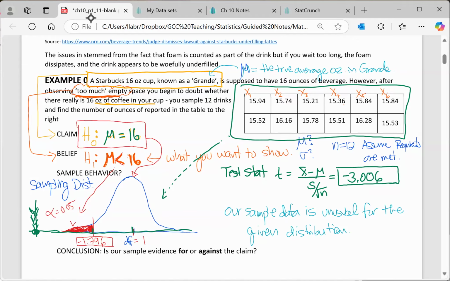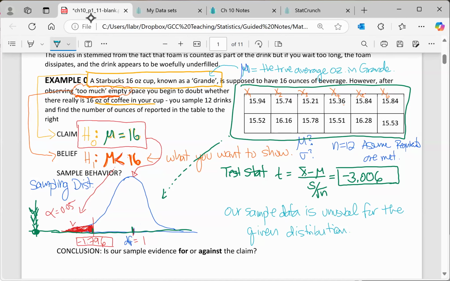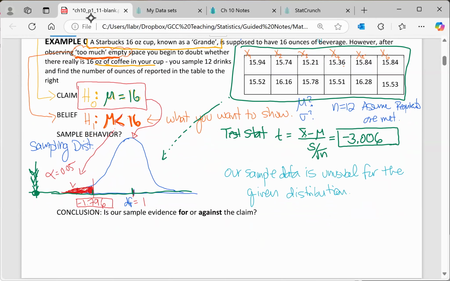And for earlier stuff, I always drew the distribution. Part of it was because it was supposed to prepare you for this. And now that we see that my sample isn't quite in agreement with what Starbucks was saying you would get, we finally are able to answer the question. What is your conclusion? Is the sample evidence for or against the claim? So the claim, we're talking about the Starbucks claim.